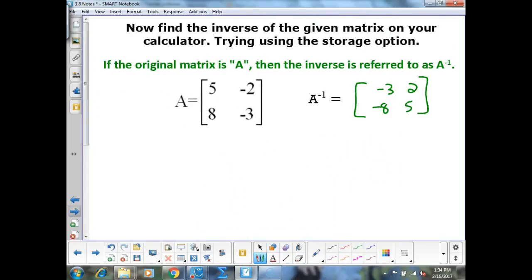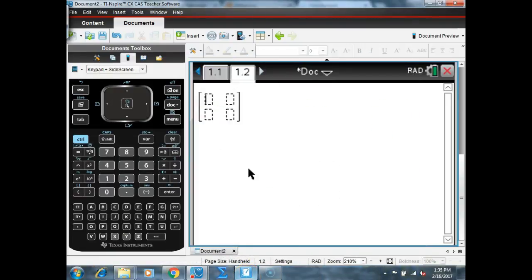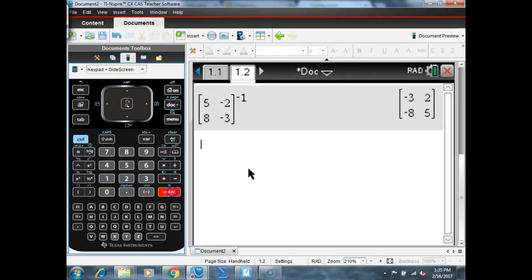So that's going to be our answer. Okay? So on the calculator, what I do then is I type in that matrix. And then I take that matrix and I raise it to the power of -1. And when I hit enter, it will automatically calculate that inverse for me.